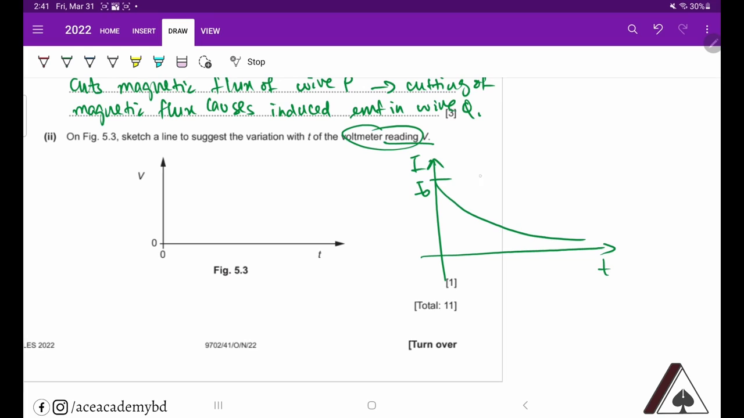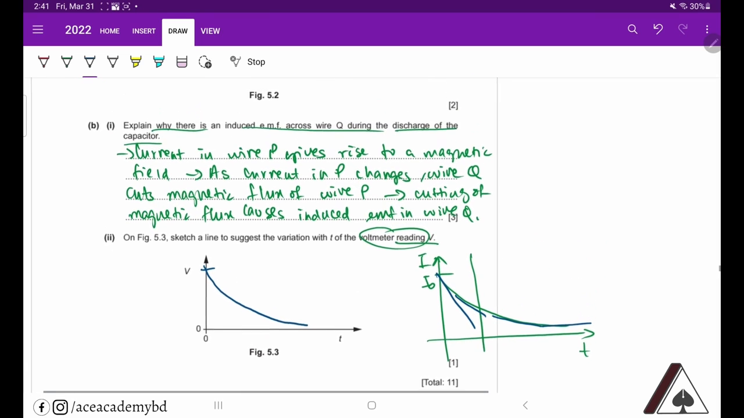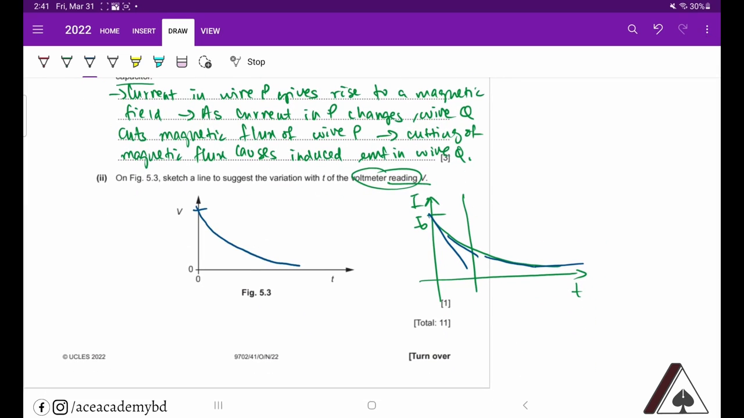And since this is an exponential curve, initially the gradient is much steeper. As it proceeds toward the end, the gradient becomes less steep, almost asymptotic. So the gradient also almost becomes zero. So over here, initially this graph shall also be steep, and over time the gradient shall decrease. And it also becomes asymptotic to the x-axis. So these graphs are very much similar. Okay, so that is the graph which you have to draw to score marks in part B2 of this question, which is very much similar to the I-naught graph.